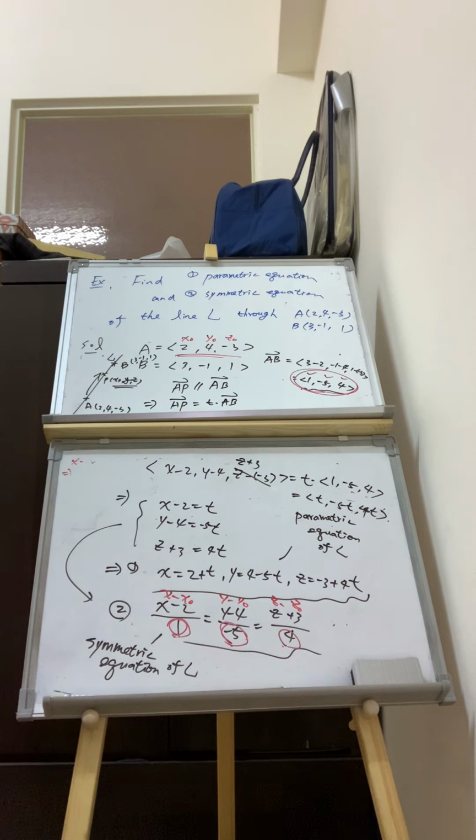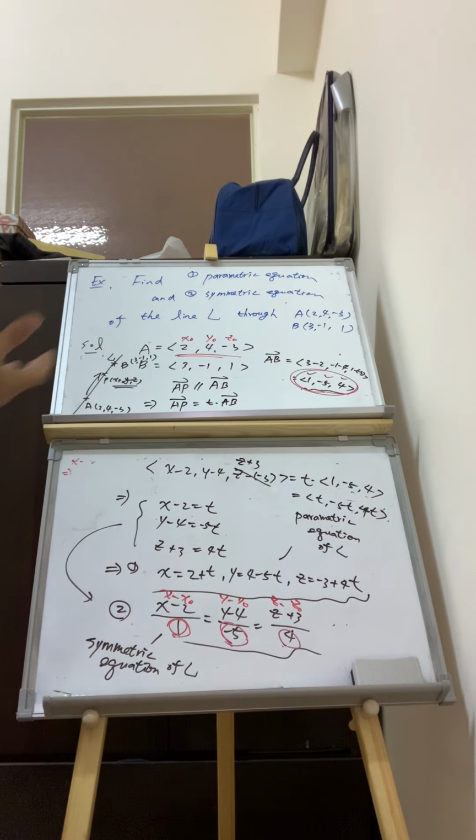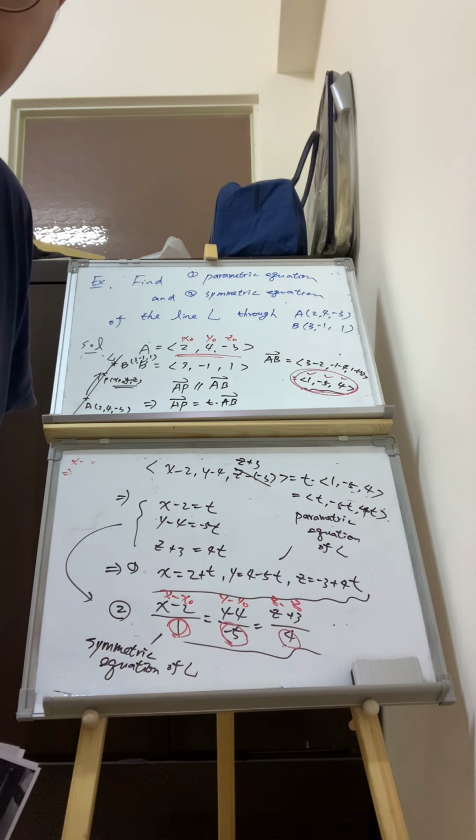Yeah. So for a straight line passing through 2 points and a plane passing through 3 points, for these two results, you should know how to solve them in chapter 10. Okay.